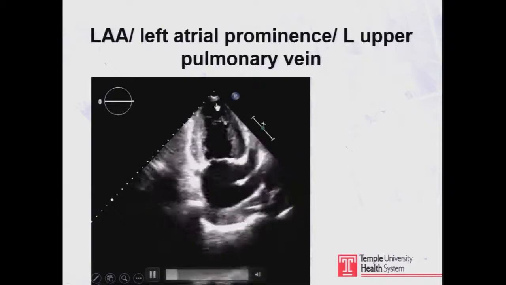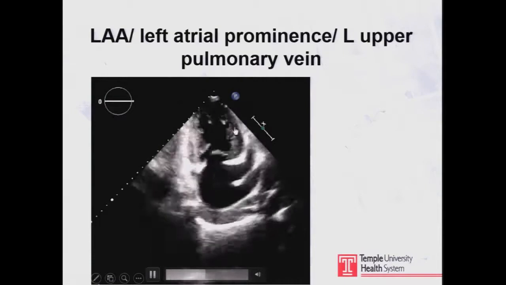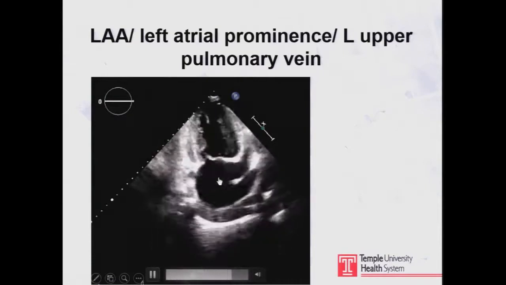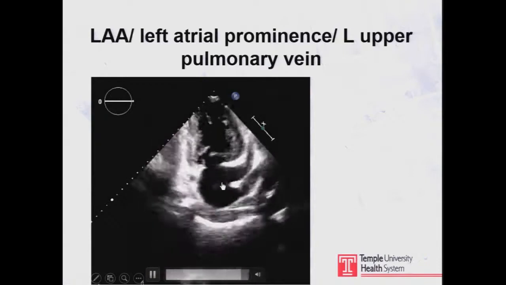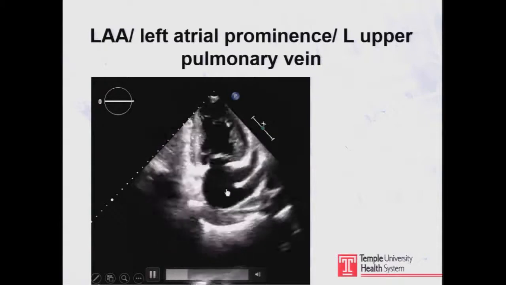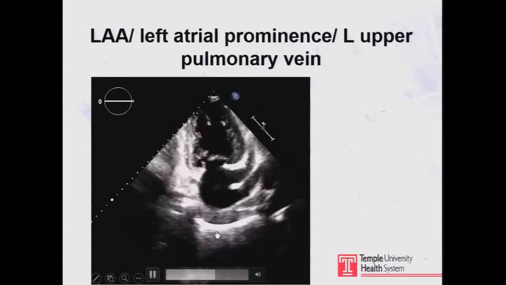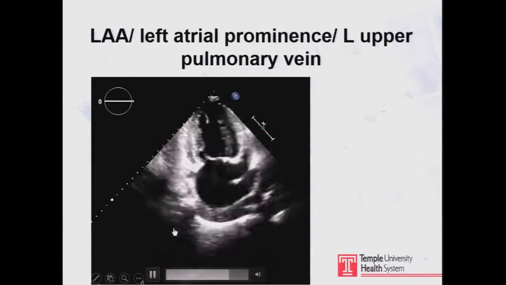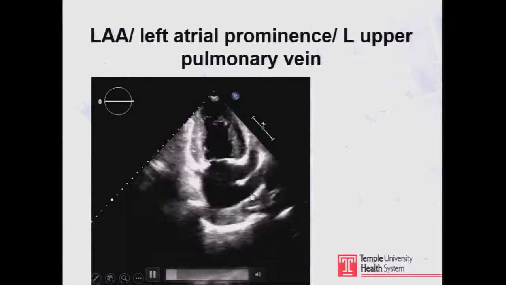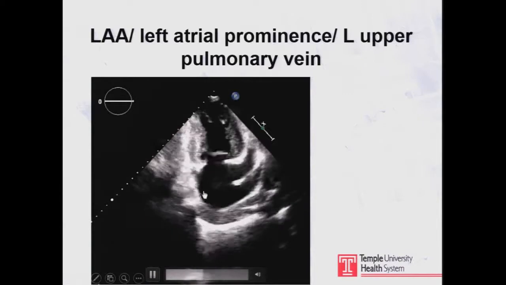In the two-chamber view, we're looking at the anterior wall and the inferior wall, and I show you this view to remind you that you can see the left atrial appendage in this view, the atrial prominence, and the left upper pulmonary vein. And then we can see a little consolidated effusion here behind the left atrium.